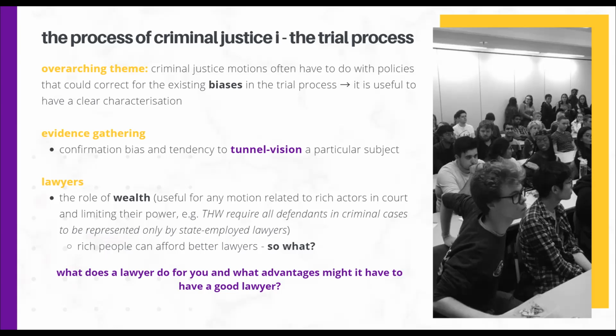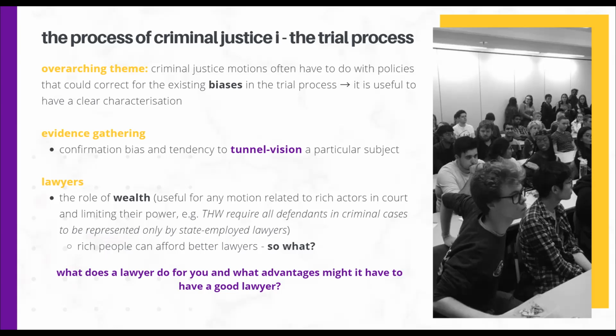Cool. So, starting with somewhat the very first thing, even before the trial starts, the first kind of bias you can point out is bias during the evidence gathering itself. It can be pointed out that very often there exists some sort of confirmation bias and a tendency to tunnel vision on a particular subject. For example, if you have police that are often also underfunded, meaning that they do not have the resources to actually do really proper investigation.